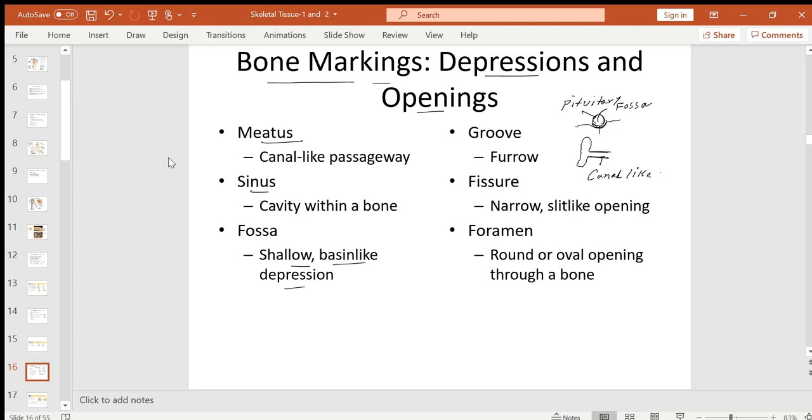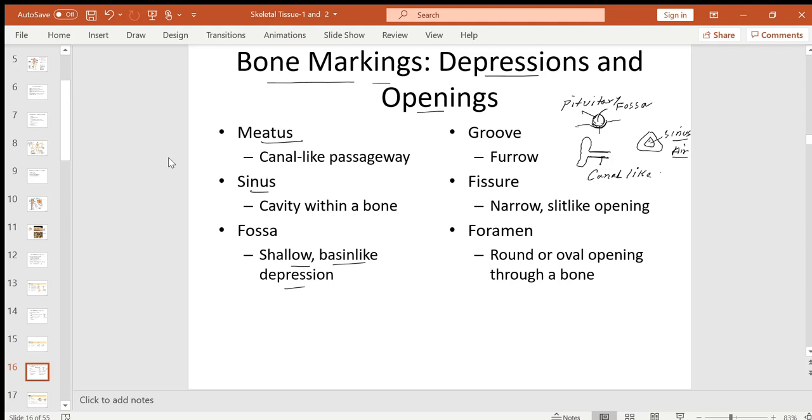Sinus. If you see a cavity inside the bone, a sinus is a cavity inside the bone. Inside your maxilla or sphenoid or frontal bone, you have cavities. So this is the cavity inside the bone, that is a sinus. Okay, sinus makes the bone light. A number of bones of your skull have sinuses to make the head part lighter. And a sinus contains air. So it is an air-filled cavity inside the bone.